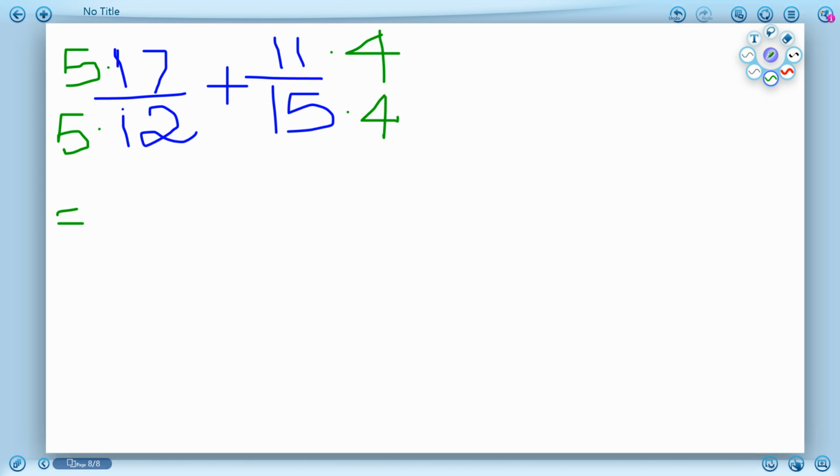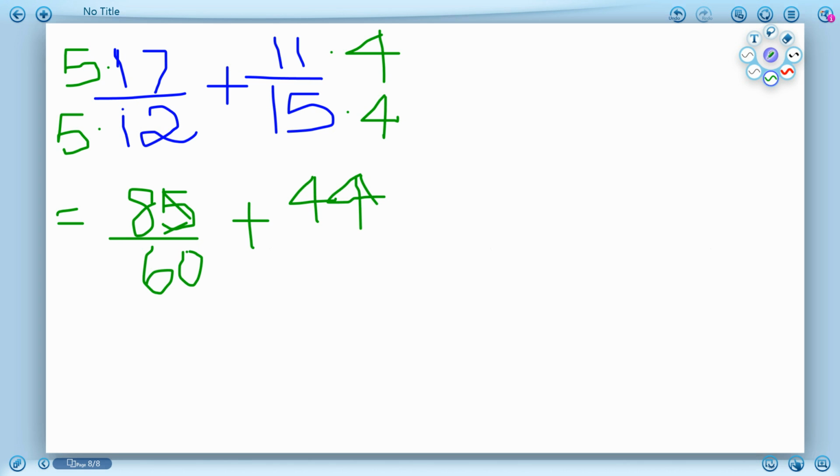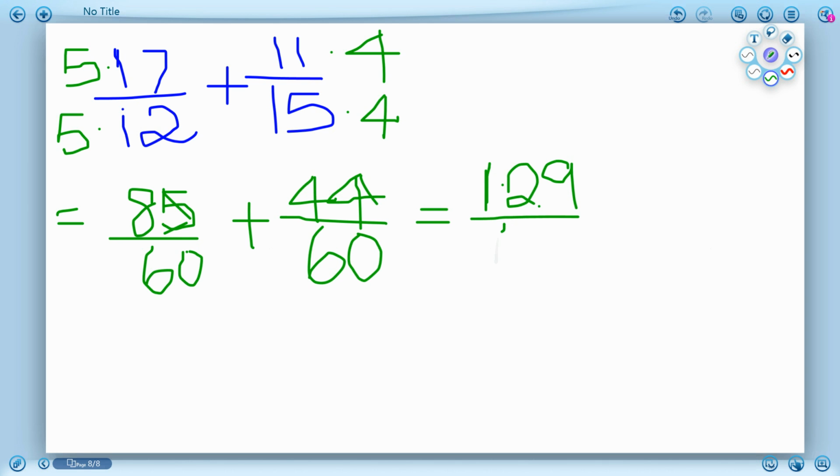Let's see what we get. Now, remember, you're more than welcome to use a calculator in our class, so I'm not going to expect you to do this by hand. I ended up getting 85 over 60 on that first fraction, and on the next one I get 44 over 60. If you add those, we have 129 over 60.